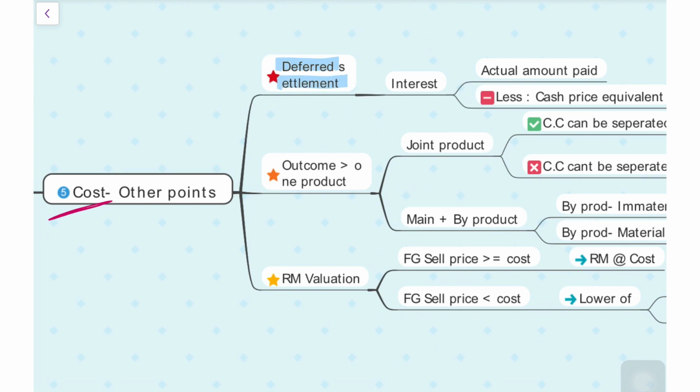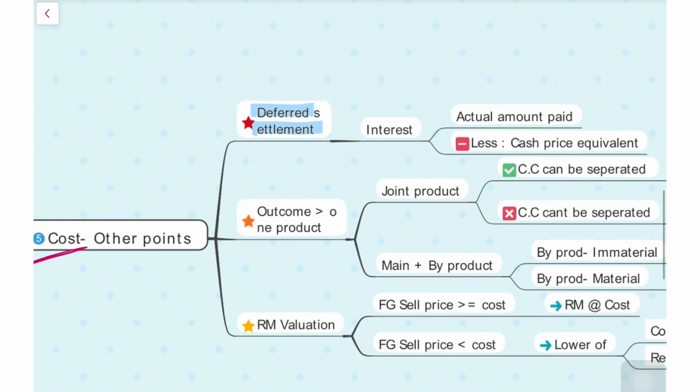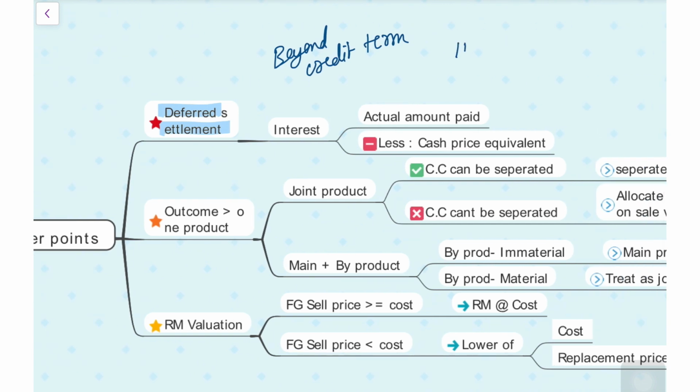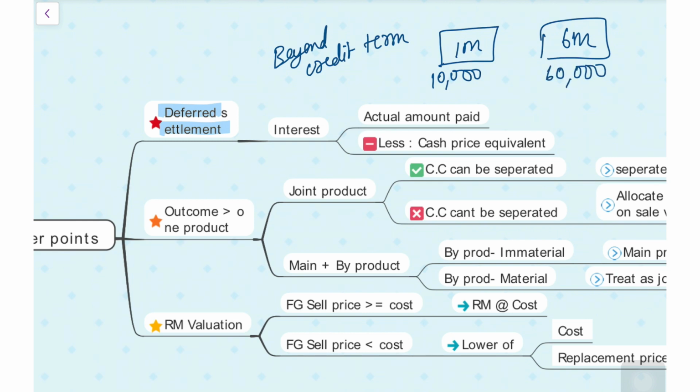Deferred settlement means you are making a settlement beyond the normal credit terms. Suppose the normal credit term is 1 month. But since you are not able to make the payment within 1 month, whereas if you had paid within 1 month you would pay 10,000 rupees, now since you are paying after 6 months, you have to pay 60,000 rupees. Just say for instance.